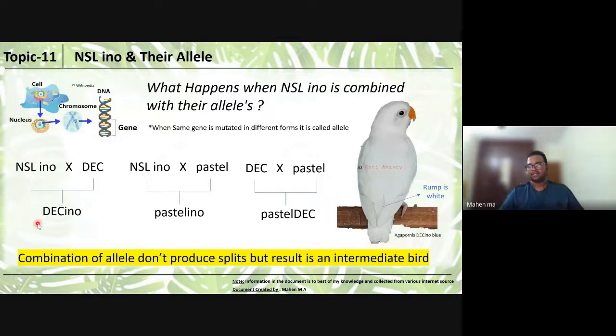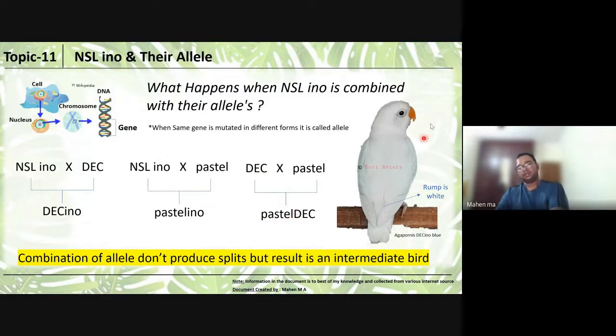You will not get a split bird. When you combine with a deck bird, you will not get split deck or deck split something like that. It will always be a combination: NSL into deck will be NSL deck, NSL into pastel will be NSL pastel, and a combination of deck into pastel will be pastel deck.